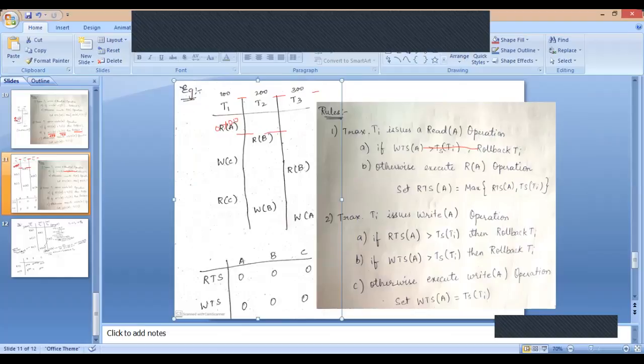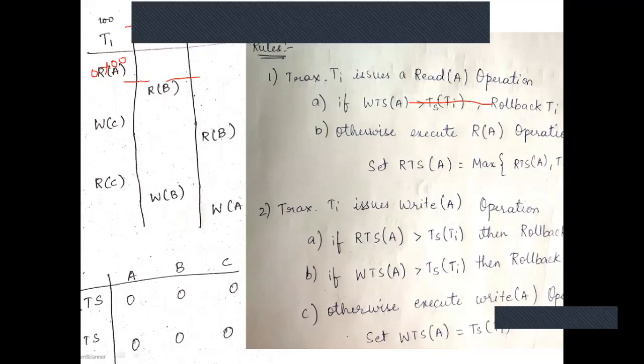Okay, RTS of A and TS of T1. We take the max of RTS of A and TS of T1. Now, what is the max between 0 and 100? RTS of A is 0, whereas TS of T1 is 100. And what is the max in this? That is 100. Okay. So, what is the RTS value now? It becomes 100 here.